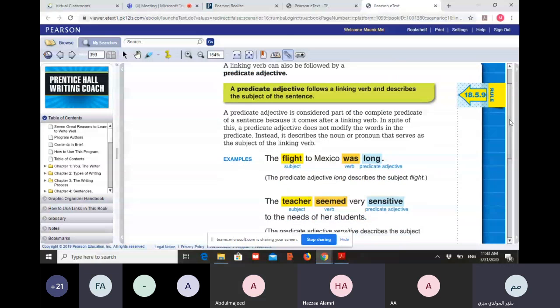The big green, a predicate adjective. Start from the top of the page. A linking verb can also be followed by. Start at the top of the page. Okay.